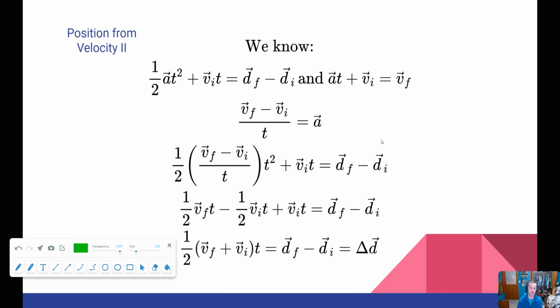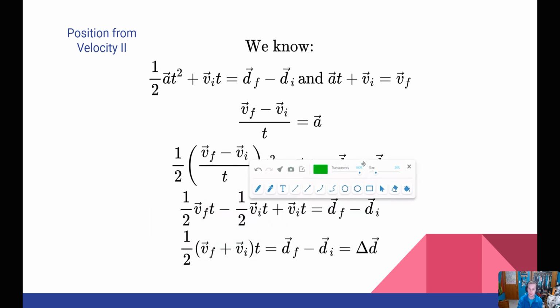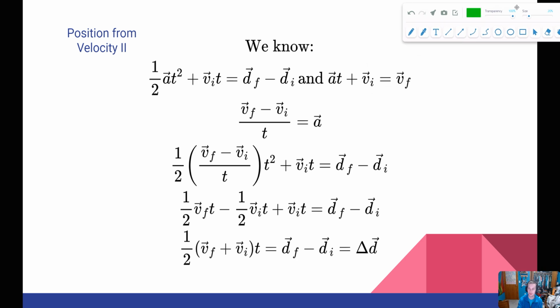So going to our next equation. I hate how it does this sometimes. There we go.